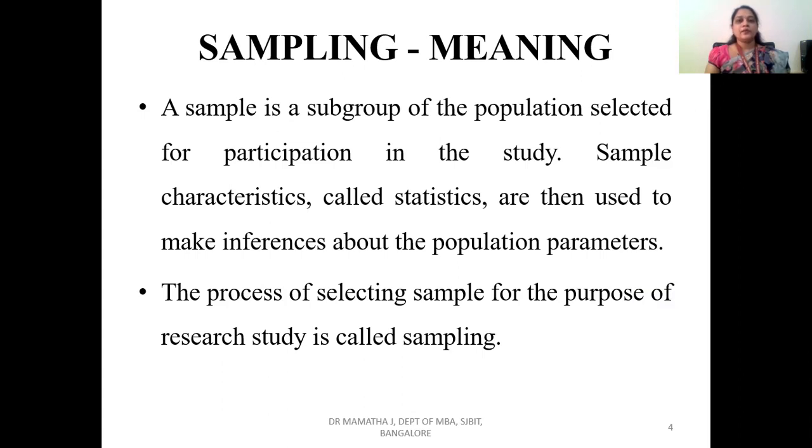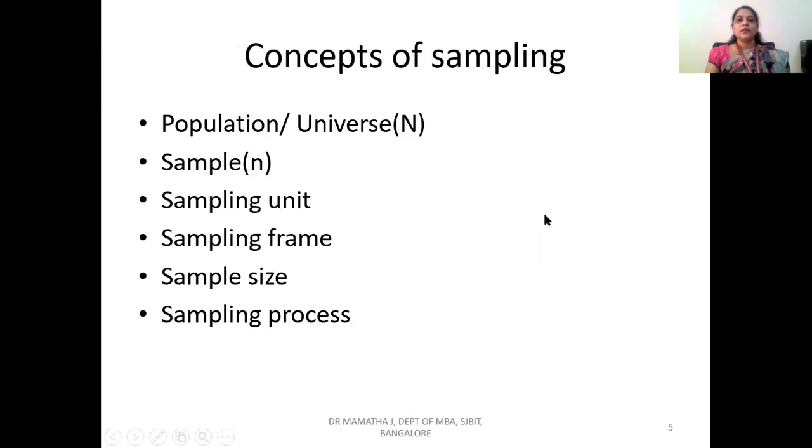The sample is the elements which you are drawing. It is a subgroup of the population, but the methods or techniques which you use to select this sample from the entire group of elements, that is the population, are called the sampling process. Now let us discuss a few concepts which are related to sampling.